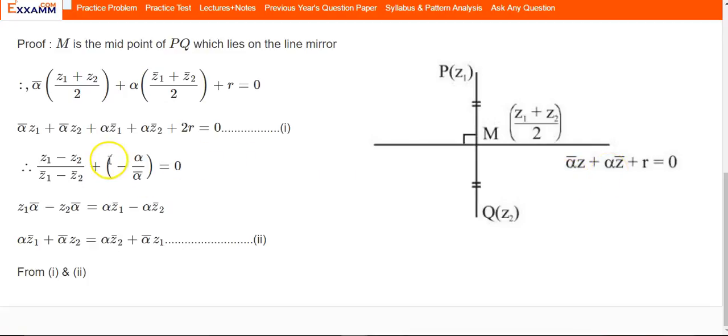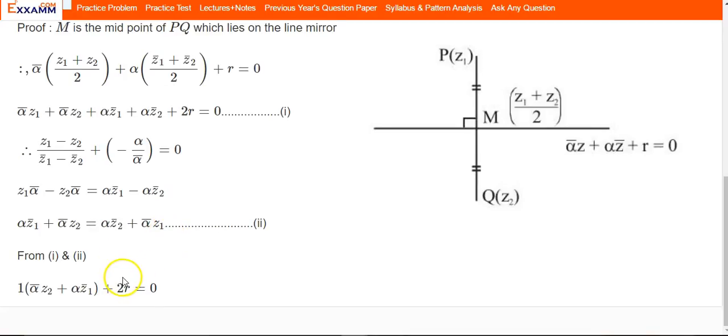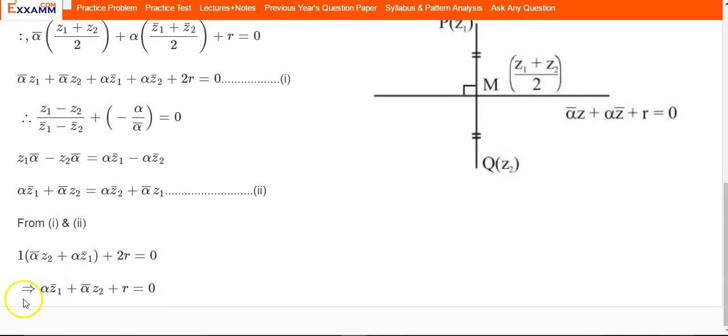But these two lines being perpendicular, the condition in case of complex slope is omega 1 plus omega 2 is equal to 0. So we put the values of omega 1 and omega 2, and we get this equation. By solving these two equations, the final answer we get is alpha z1 bar plus alpha bar z2 plus r is equal to 0. So if this equation is given and the coordinates of z1 are given, then we can find the value of z2, or in any other permutation or combination.